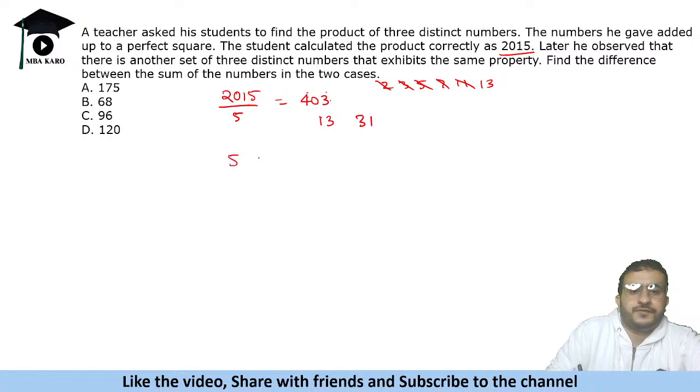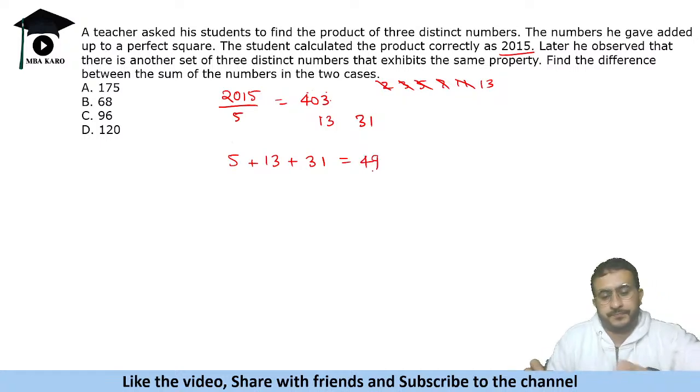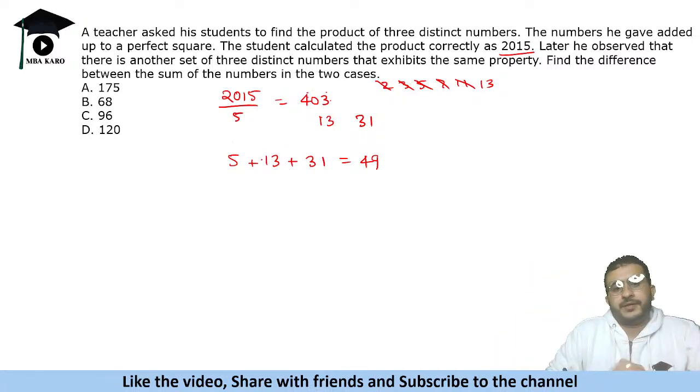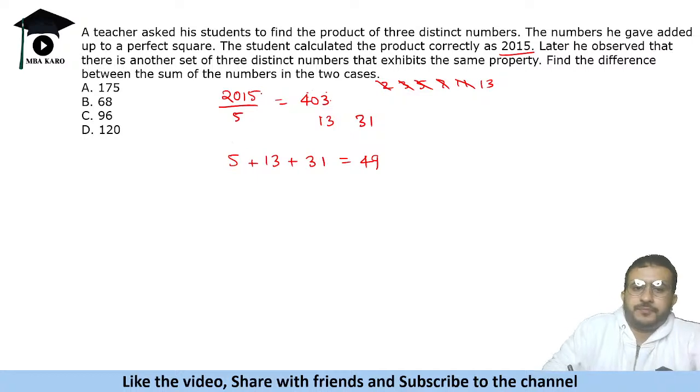So 5, 31, 5, 13 and 31. Do they add to a perfect square? Yes, they add to a perfect square. That is 49. Now we have to think of three numbers. Now here are three prime numbers, right? Now one is also a factor of all the numbers, isn't it? One भी सबका factor होता है.